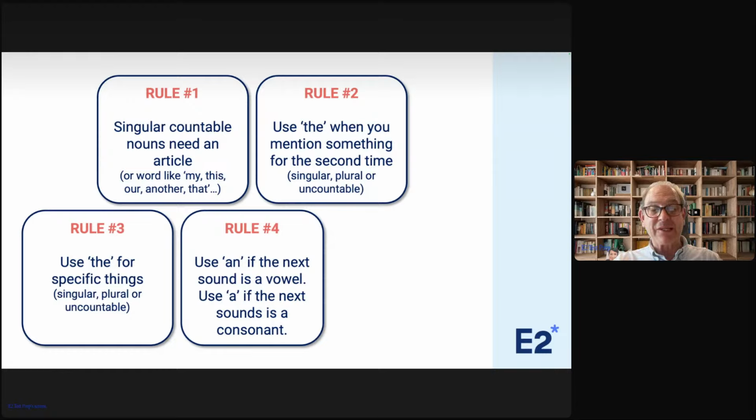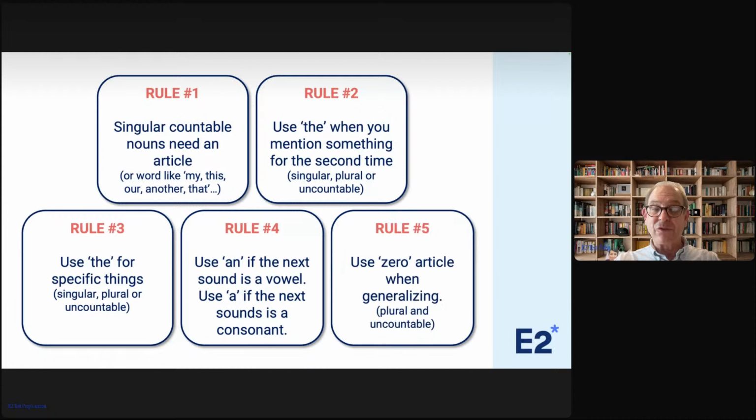Use an if the next sound is a vowel. Use a if the next sound is a consonant. An ostrich. A koala. And use zero article when generalizing. Trees need water. Boats float on the ocean.